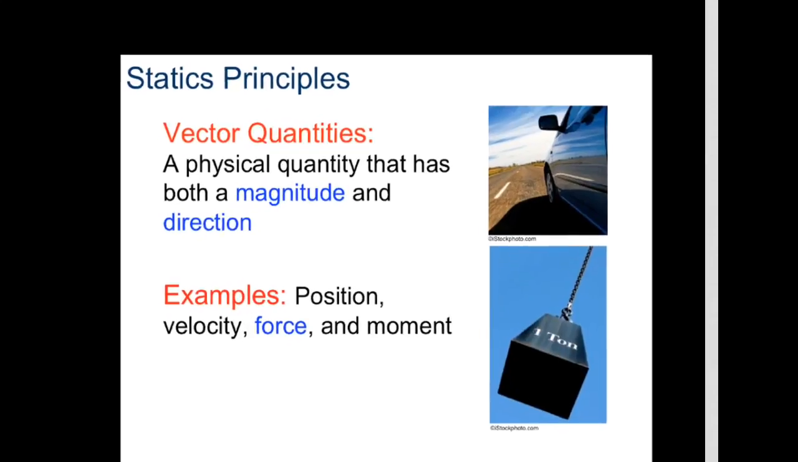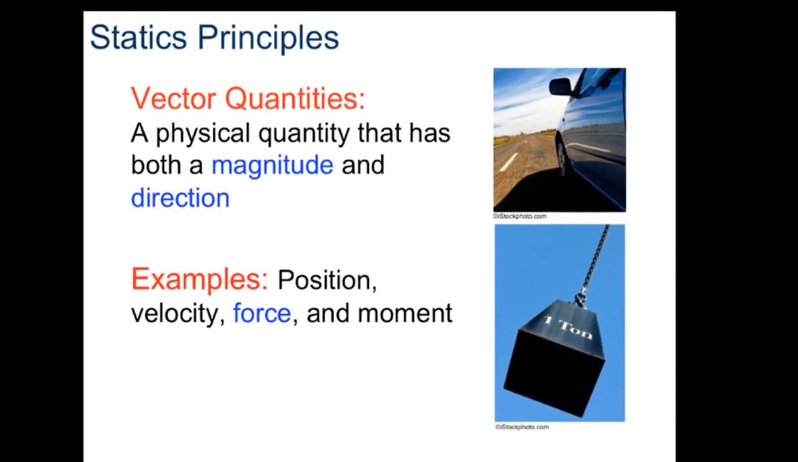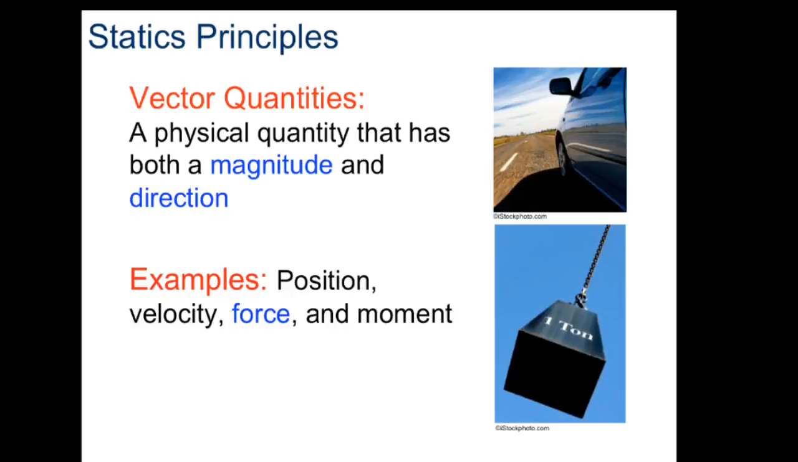Vector quantities are physical quantities that have both magnitude and direction. That's what a vector is. So if something is moving, it has mass, which is the scalar quantity, and a direction that it's moving. That makes it a vector. Like your position, velocity, and forces, which act in certain directions, and moments, which involve rotational movement.